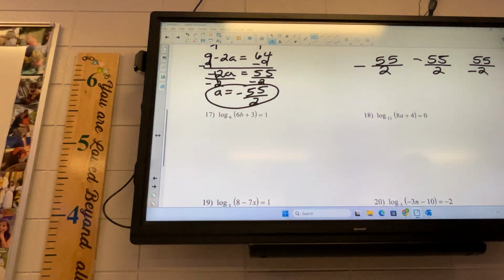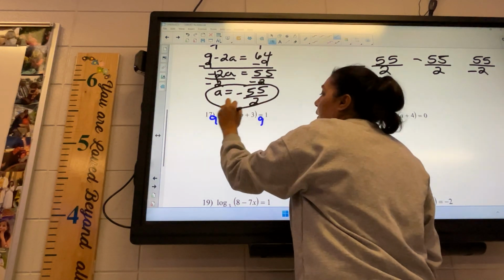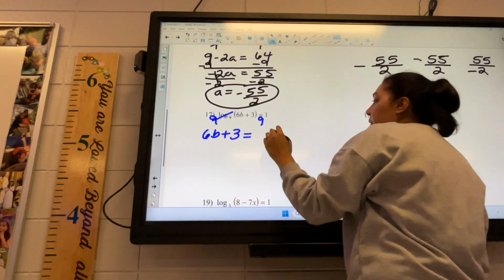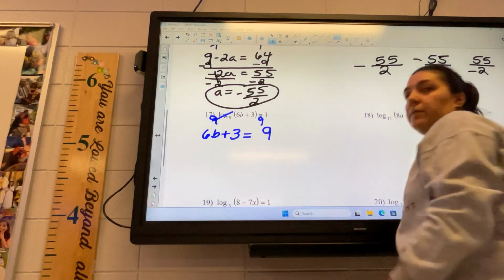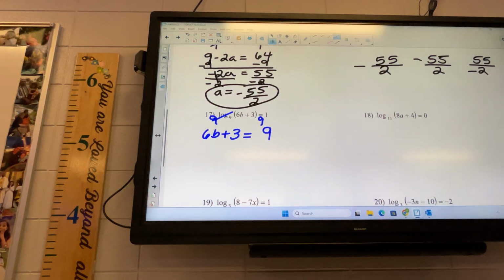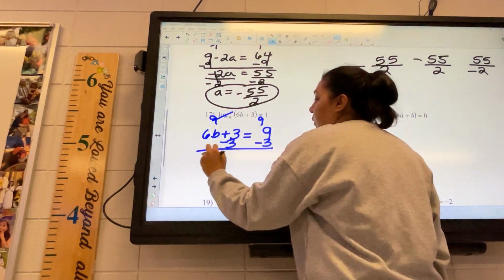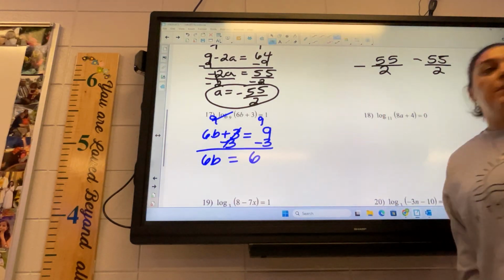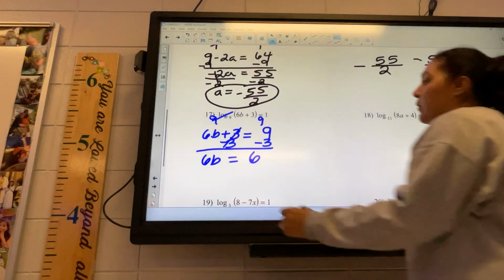Okay, 17, we're going to raise both sides to the 9. So we get 6b plus 3. What is 9 to the 1? 9. Then what? Minus 3 on both sides. So we get 6b equals 6. Divided by 6. B equals 1.